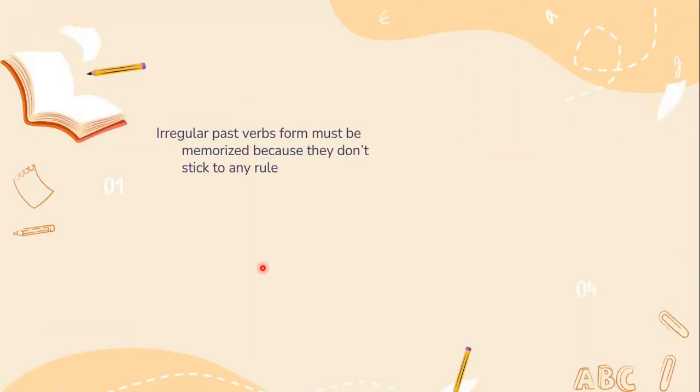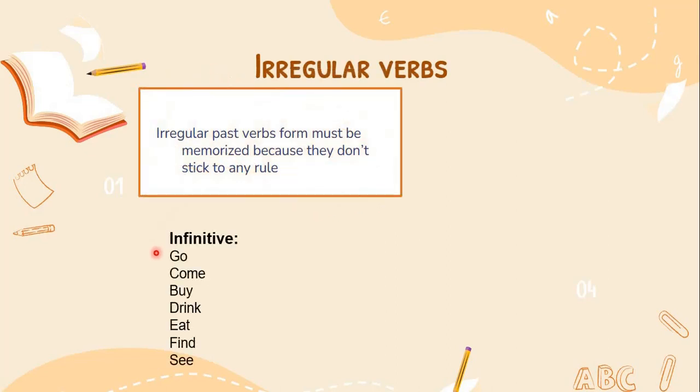Then after we have the irregular past verbs. Their forms must be memorized because they don't stick to any rule. So the irregular past verbs have no rule; they are simply going to be memorized. Let's have some examples. We have the infinitive of some verbs: go, come, buy, drink, eat, find, and see.